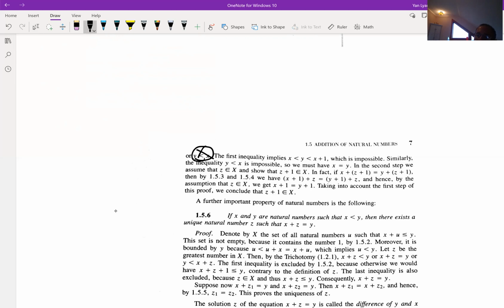If you get the cancellation law, you can just get rid of the z, right? Yes. And then you have x plus 1 equals y plus 1. And so then we can conclude that z plus 1 is an x. I think that is what's necessary, right? And since x plus 1 equals y plus 1, we already know that x and y are the same, which works out pretty nicely.